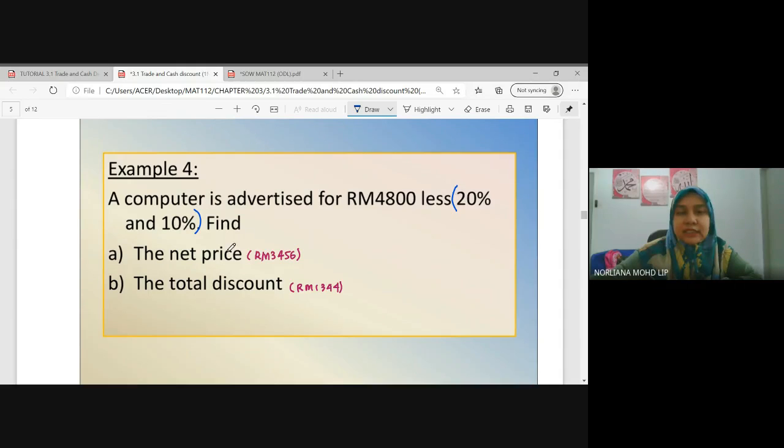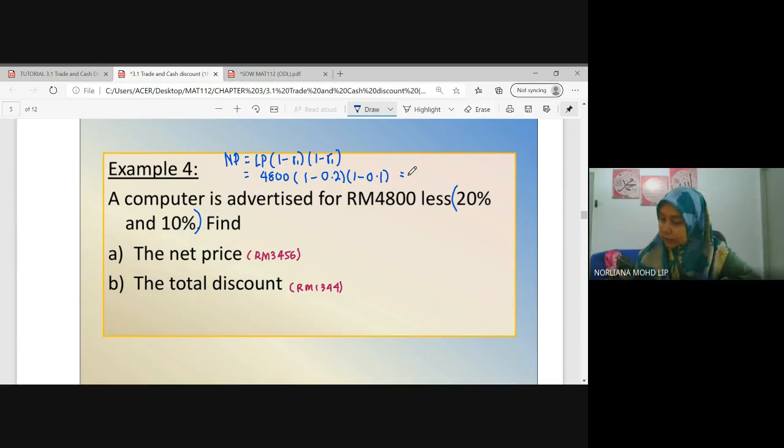To calculate the net price, the price after deducting these two discounts, we use the formula. NP equals the list price times 1 minus R1 times 1 minus R2. The list price is 4,800, times 1 minus the first trade discount, 20%, so 0.2. Then multiply with the second trade discount rate, 10%, so 1 minus 0.1. So we get the net price.